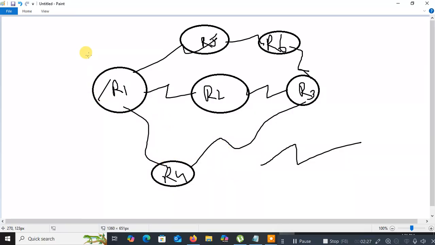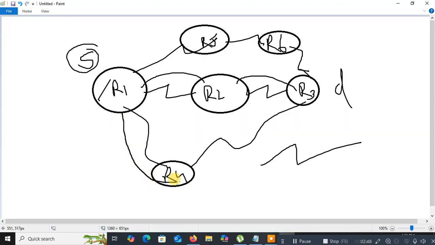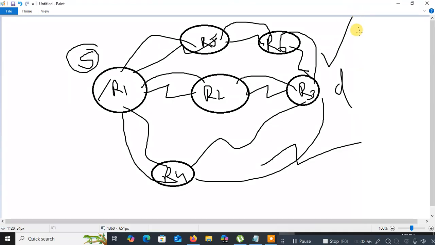If you take this as the source and this as the destination, how do the packets reach from R1 to R2? If you choose R3 as the destination, there are multiple paths. From here there is one path, from here there is one path, and this one has two hops, from here to here and here. So this is the longest path. Compared to this one and this one, this is the shortest path.